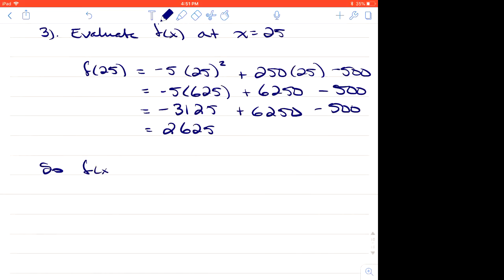So f of x is maximized to 2,625 at x equal to 25. Done. With some practice, I think you'll start to like these questions. Good work. As much calculus as we do, yeah, this is it.